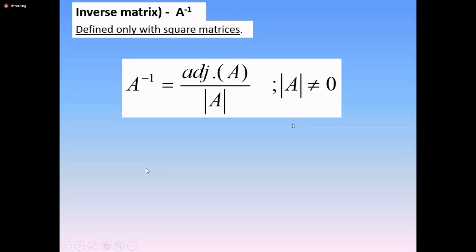So we need to find the adjoint matrix before we calculate the inverse matrix. The inverse matrix is equal to the adjoint matrix divided by the determinant value of that matrix.